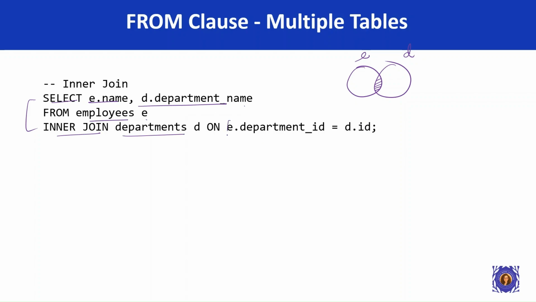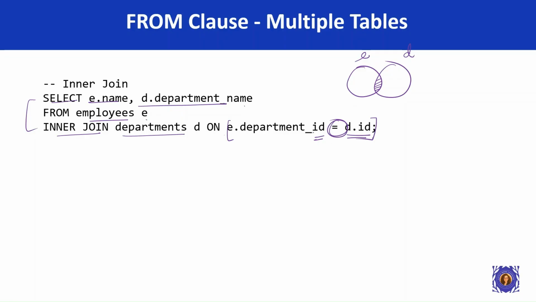Where you will perform the join, there should be a common attribute between those two tables, as otherwise it won't work. Here we are considering E.department ID and D.id as the parameter on which we are joining these two tables.